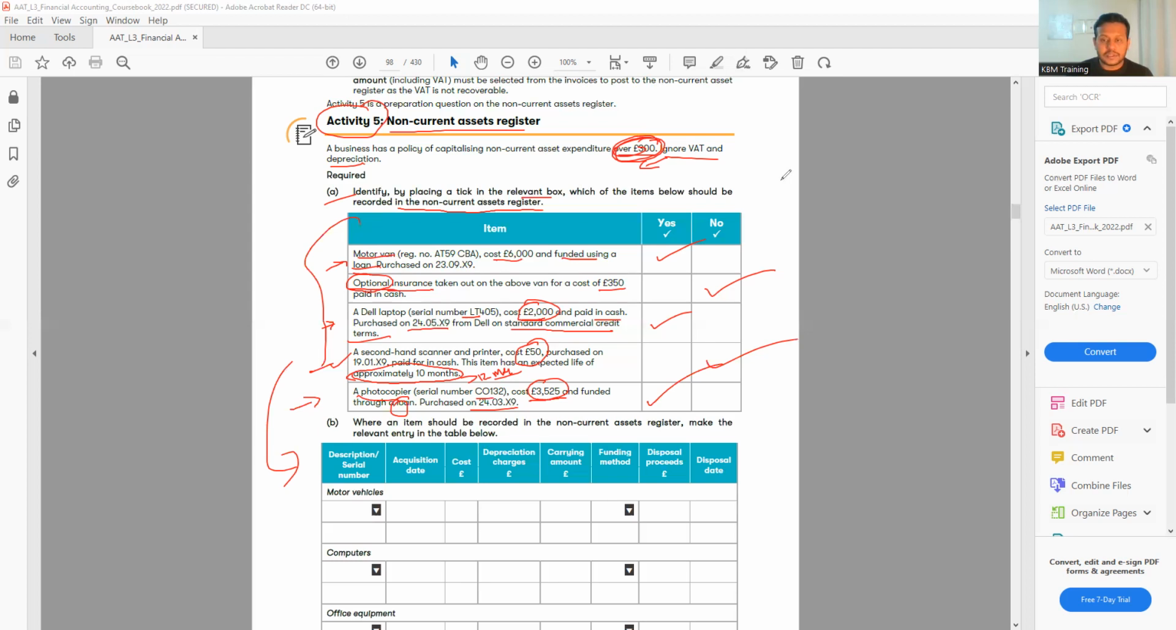All right, so any question from this one, activity 5, requirement A? Any question you have from anyone? No, that's fine. So can everyone write your name for the attendance in the chat box?